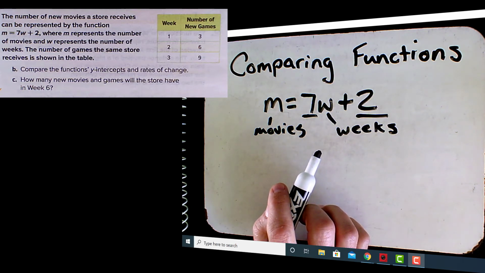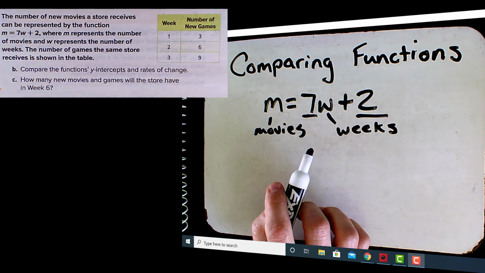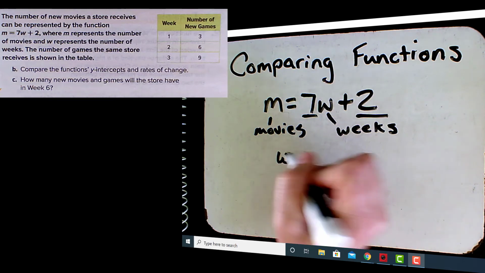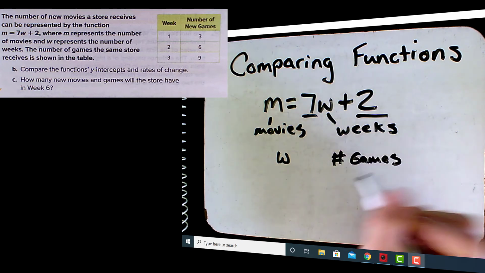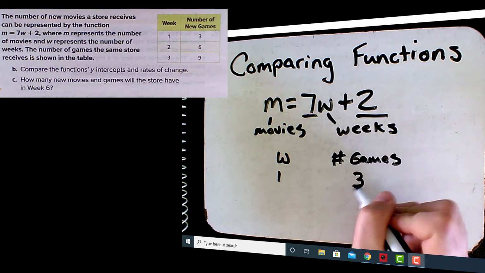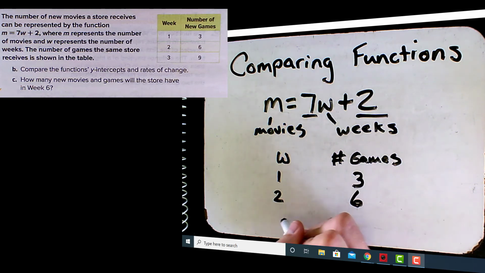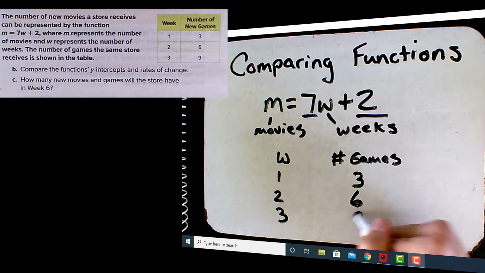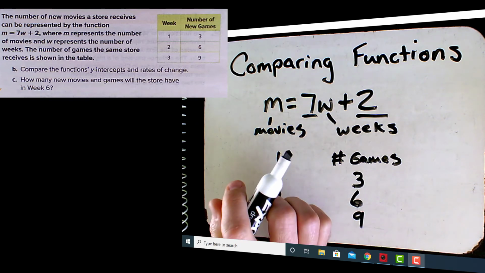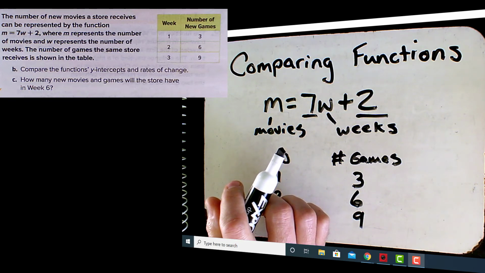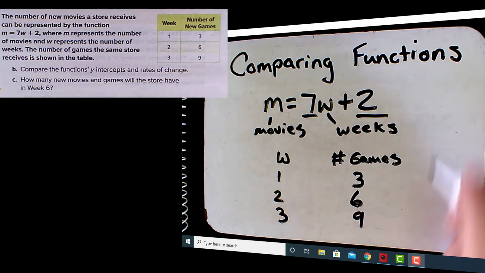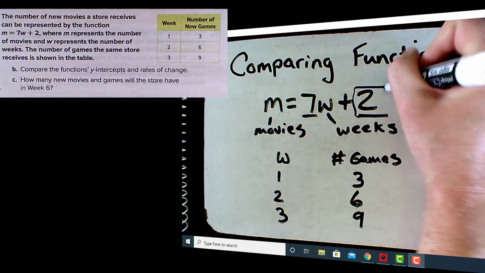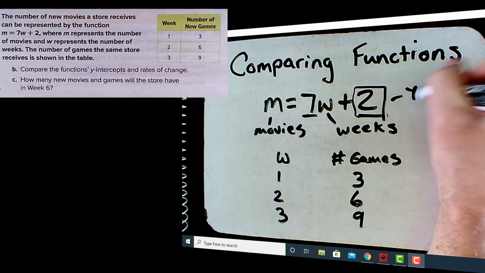The number of games the same store receives is shown in the table. So we've got our table with week and number of games. And we've got 1 and 3, 2 and 6, and 3 and 9. And it asks us, compare the functions' y-intercepts and rates of change. Okay, let's figure these out. The y-intercept on the first one is easy. The y-intercept is 2.